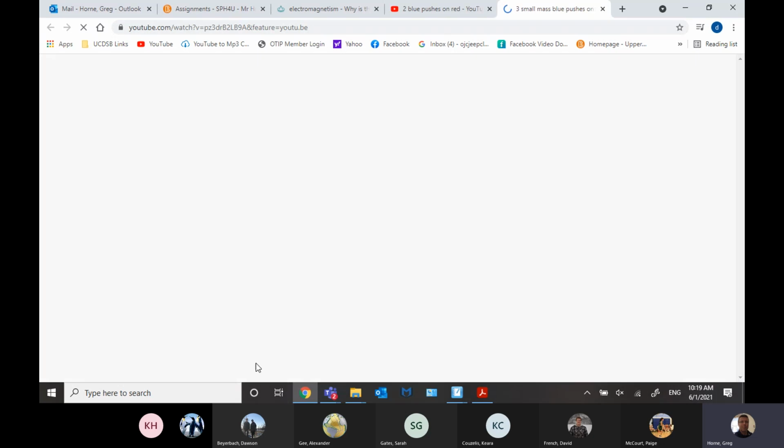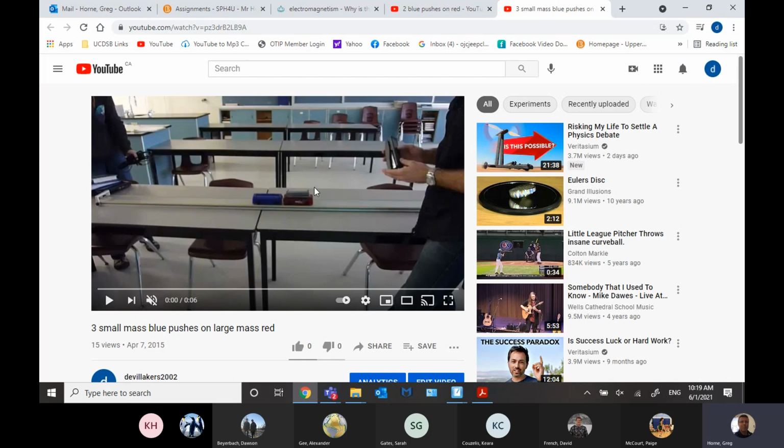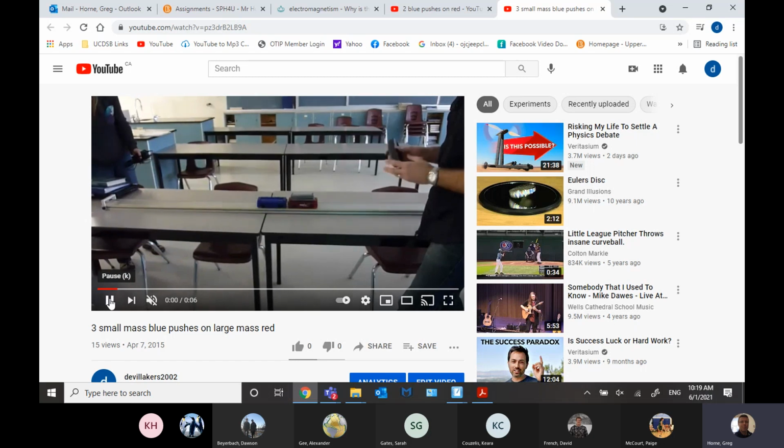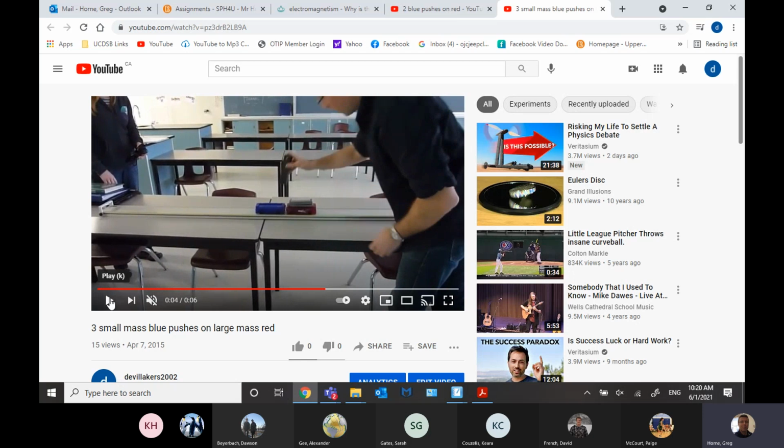The second video is titled A Small Mass Pushes on a Large Mass. And so you're going to see a bunch of masses added to this red one. And so when you release the blue plunger here, what's going to happen? Take a second to think, what do you think is going to happen? Any predictions? One easy prediction would be about momentum, as a hint.